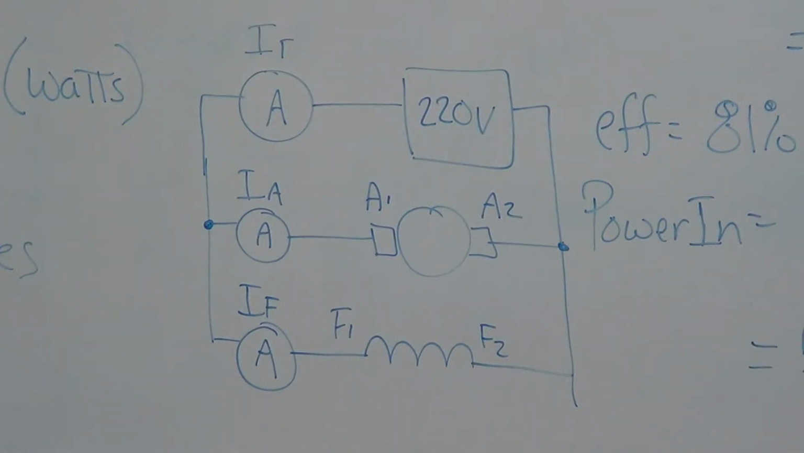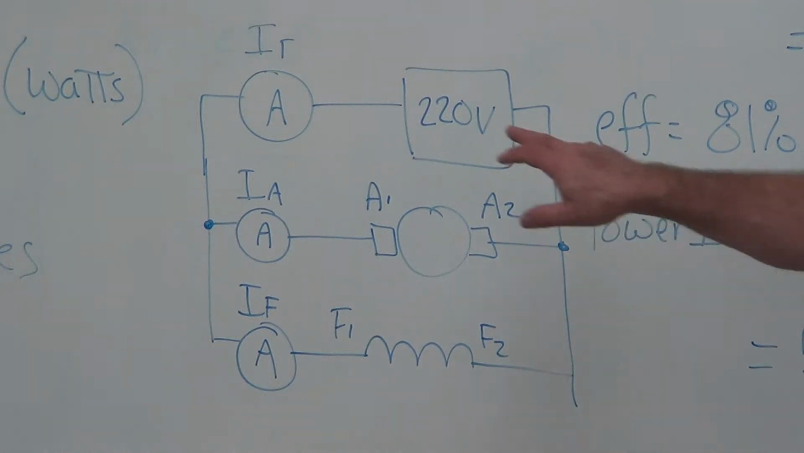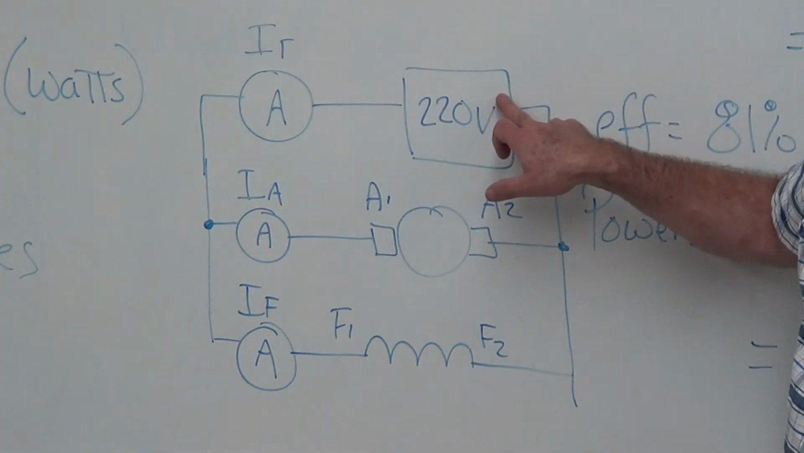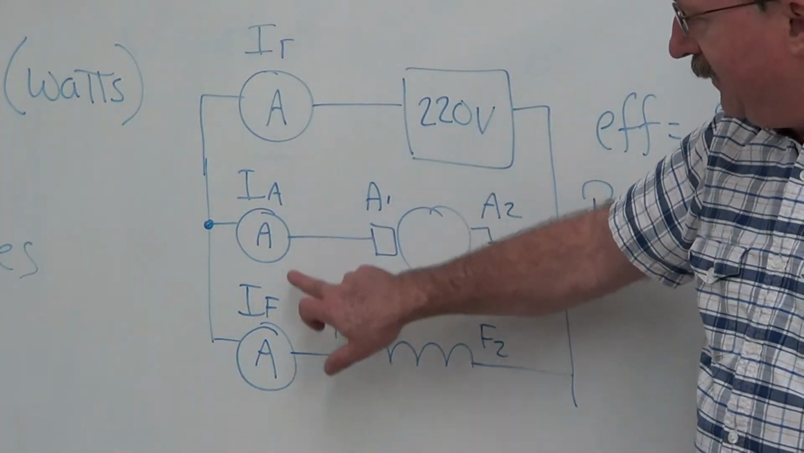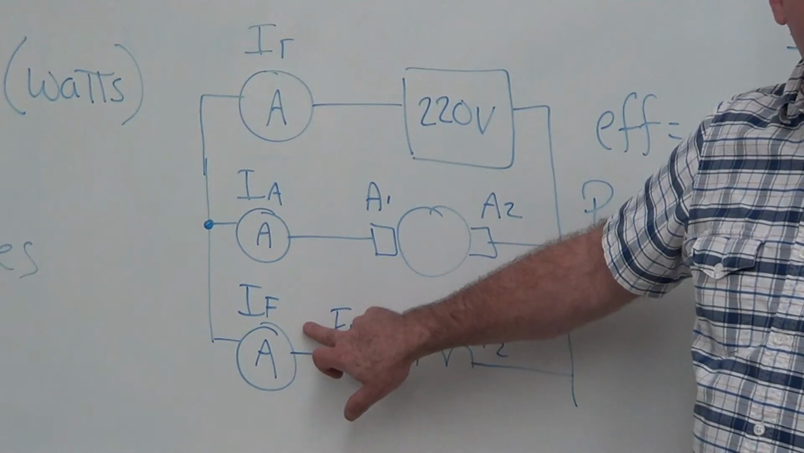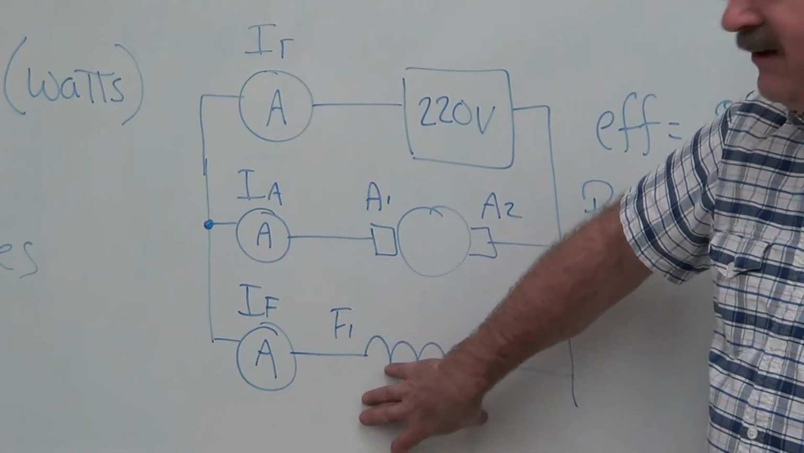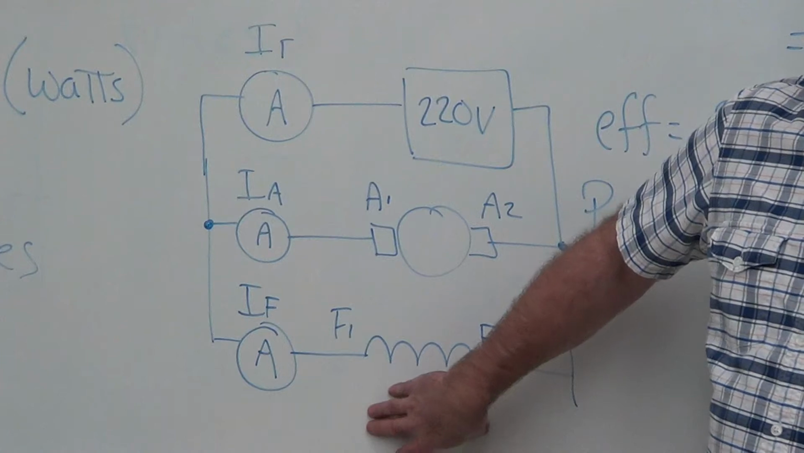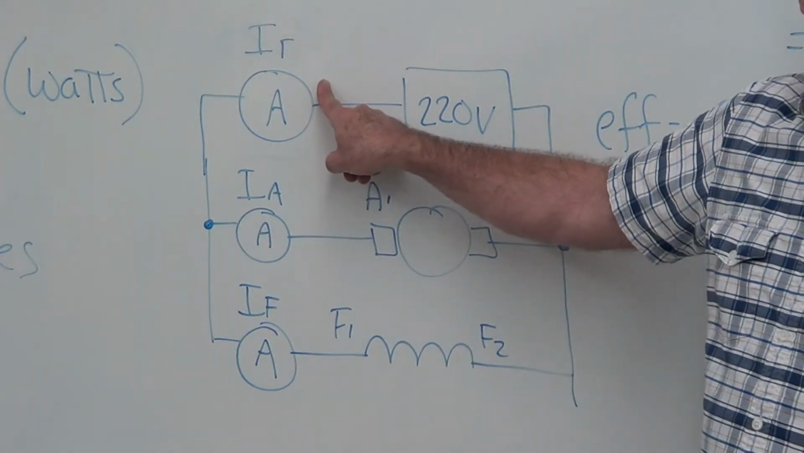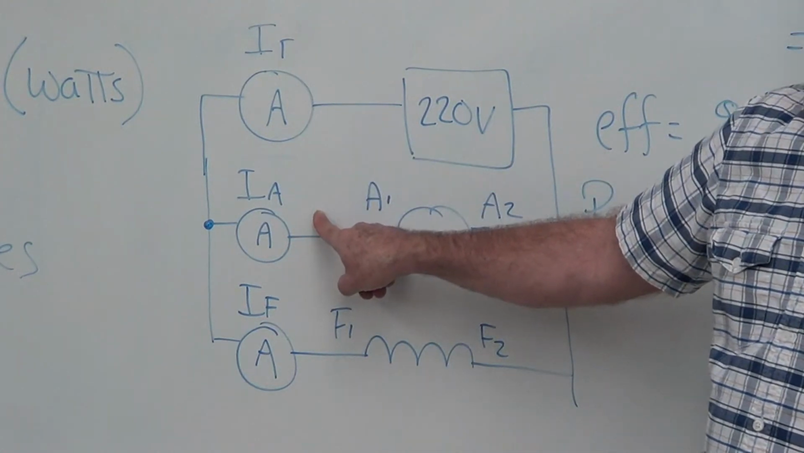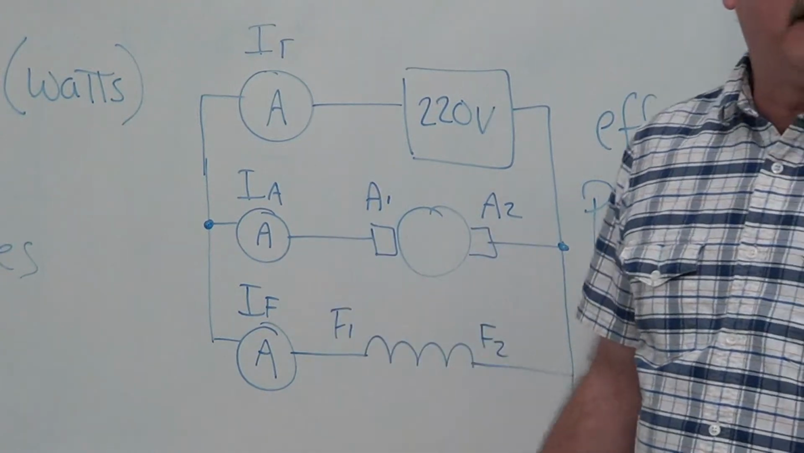Can you explain that one more time? Sorry. Remember, IT, coming from the power supply, is IA plus IF. So if we can calculate IF and subtract it from IT, that will give us IA. We're going to use that later on.